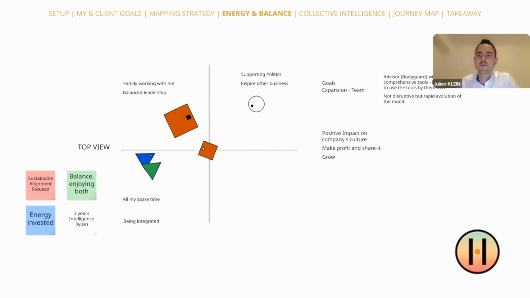So not disruptive, but rapid evolution of the mood. By the mood, I mean the way of interaction, changing. Okay. Anything else in terms of their stability, the solid world, for their expansion?